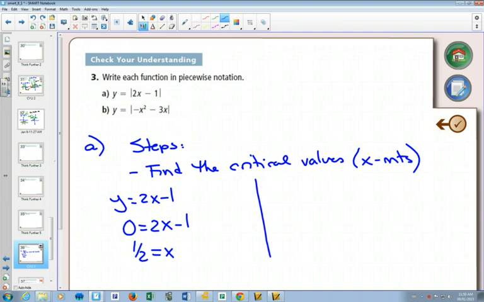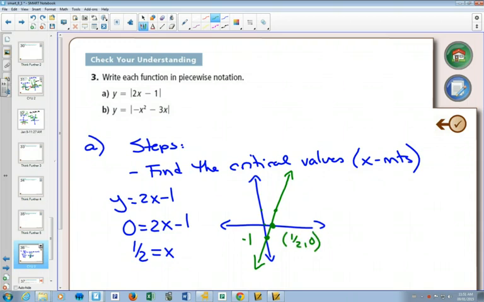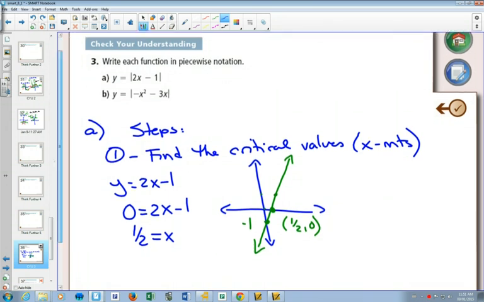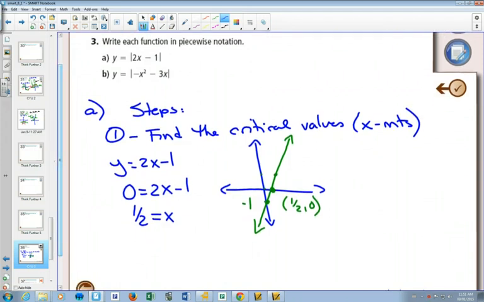If we draw a quick sketch of y equals 2x minus 1, we know that minus 1 is the y-intercept, and we have a slope of 2, so we'd go up 2 over 1. And it would look like this, with this point here, 1/2, comma 0, being our critical value. So step 1 is finding the critical values. And we've done step 2.